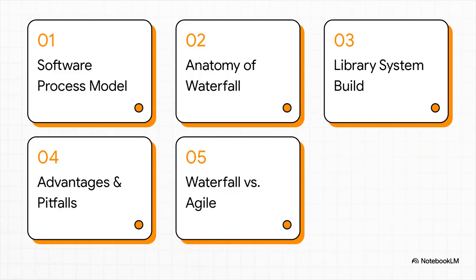So, here's our roadmap for today. We've got the software process model, anatomy of the waterfall, building a library system, advantages and pitfalls, and finally, waterfall versus agile. Actually, having this clear, step-by-step plan perfectly mirrors the core sequential philosophy of the waterfall model itself.